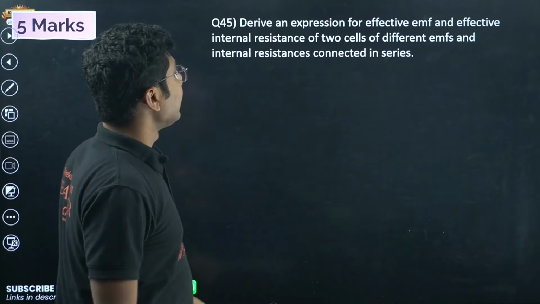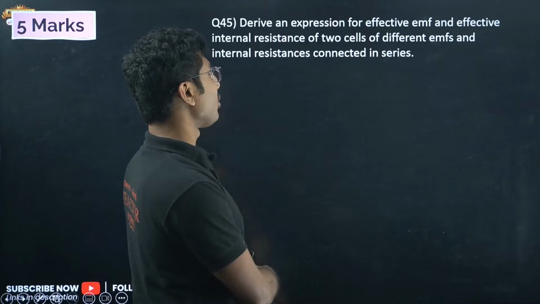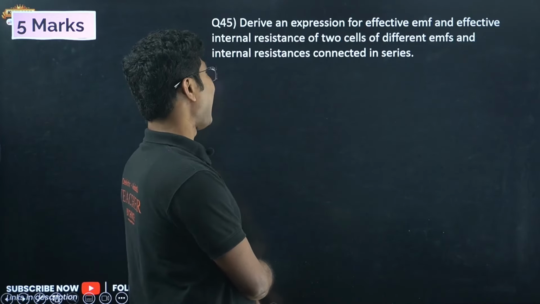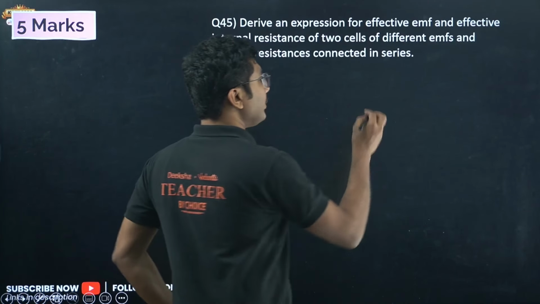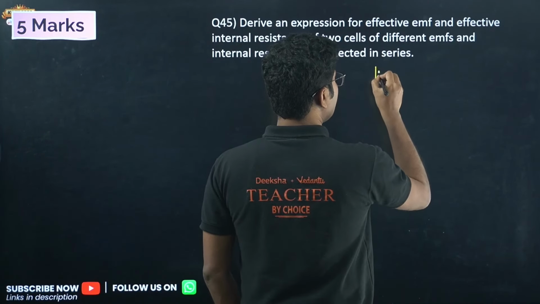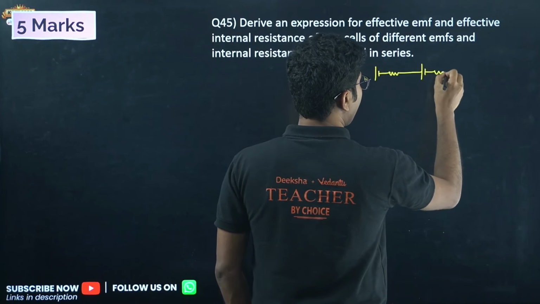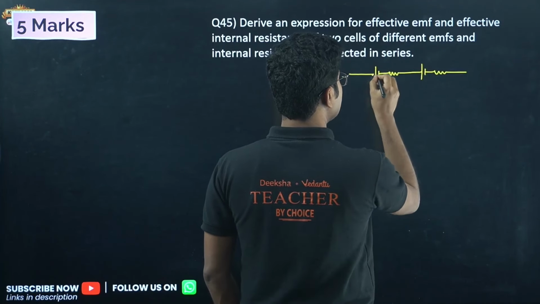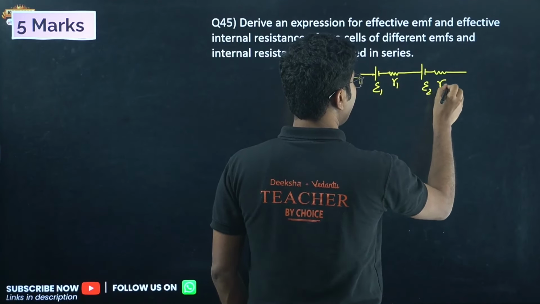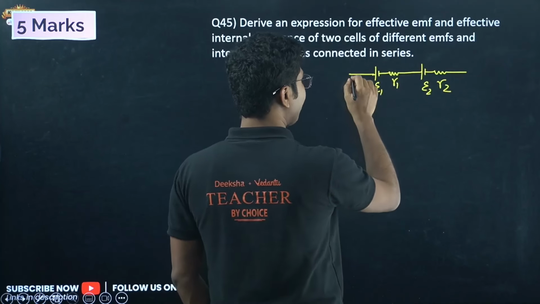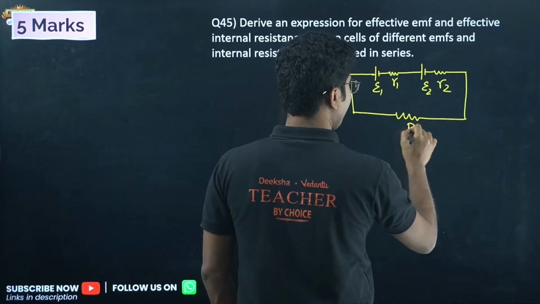Next, move on. Derive an expression for effective EMF and effective internal resistance of two cells of different EMFs and internal resistance connected in series. So basically it's cells in series. We will be doing both cells in series as well as cells in parallel. Both are important. So two cells, say epsilon 1 R1, epsilon 2 R2, they are connected in series. Series means one after another, and they are connected across a resistance R.